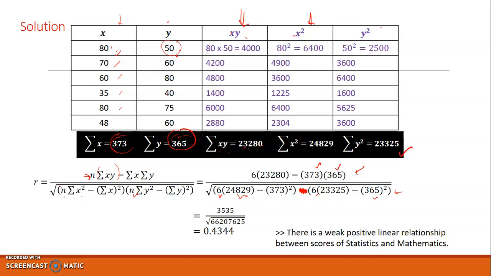Actually, you can use your scientific calculator. It is much easier if you use the scientific calculator. So I will show you in the next video how to use the scientific calculator to find the value of R.